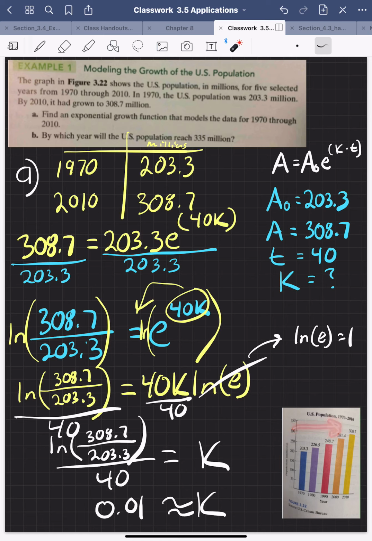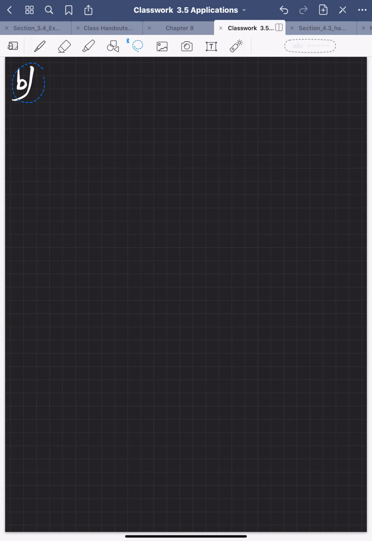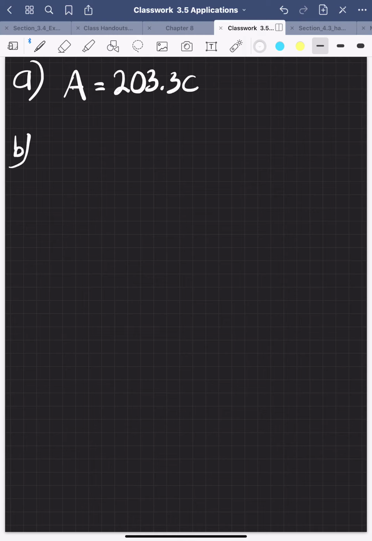So what's left? Well, as soon as we take this 0.01 and go back and plug it in for k, there you go. You're all done. You have your formula. I'm going to do that on the next page. So the final result for A is going to be: A is equal to 203.3 e to the power of 0.01 t.